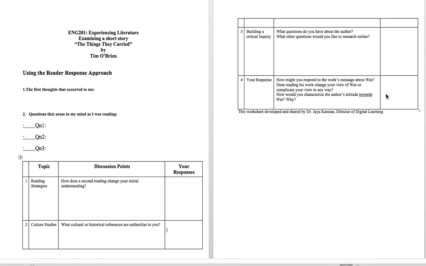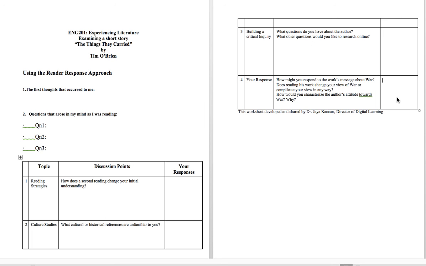Your response overall to the work, how might you respond to the message about war that Tim O'Brien is depicting here? How would you characterize that attitude towards war and why? Again, try to find some exact lines from the text. For example, on page 418, he writes, "It was very sad," he thought, "the things the men carried inside, the things men did or felt they had to do."